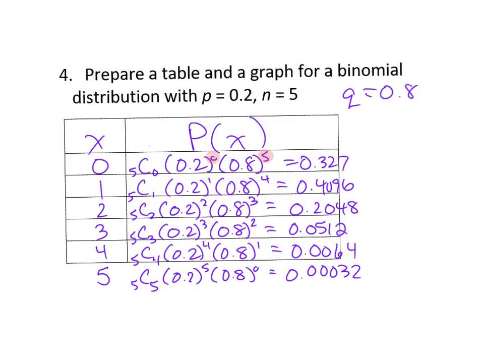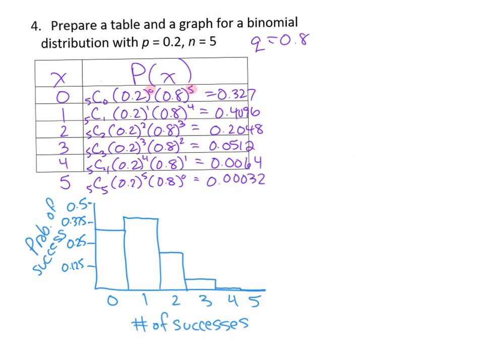So now we're going to create a histogram for this distribution. As I make my squares for my histogram, you can see that when I get to the probability of 5 successes, I'm basically on the line. I have almost non-existent probability of that. So those are 2 of the possible ways to show a probability distribution.